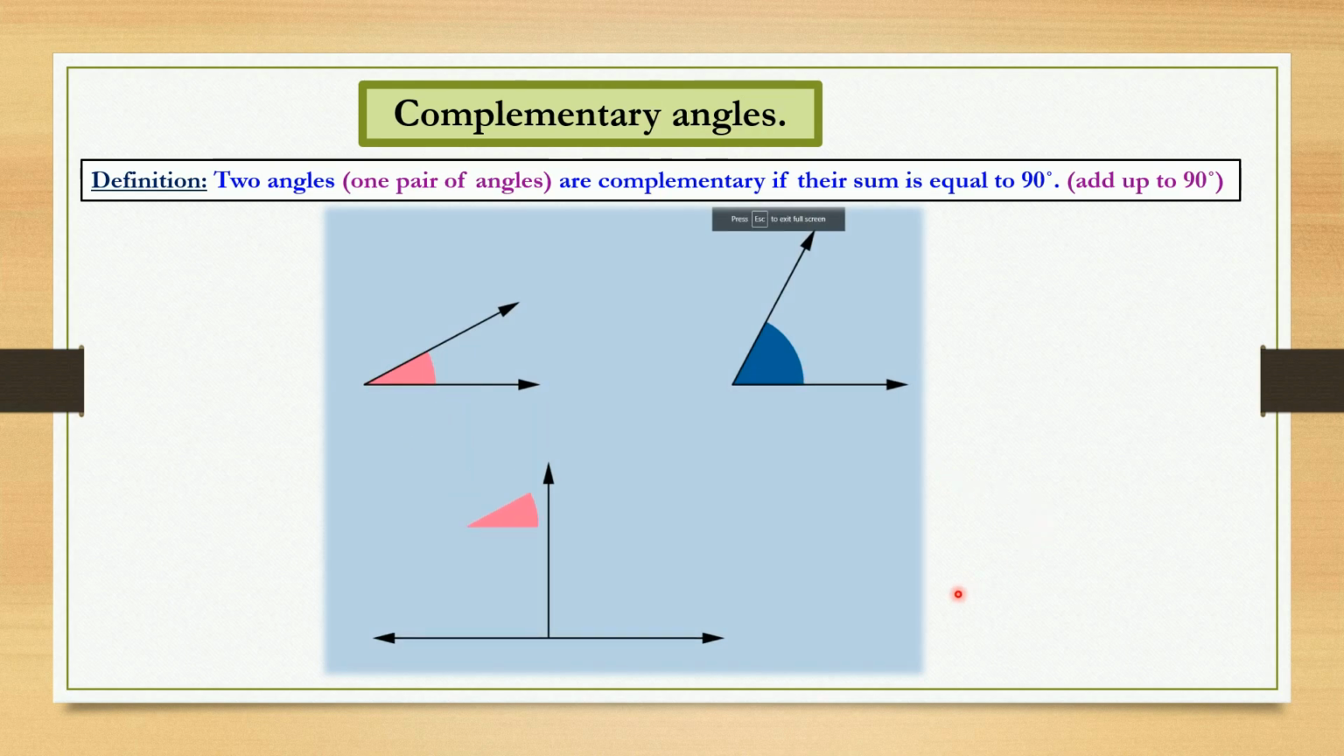Let's watch this animation. If I glue the pink and the blue angles together, you will see they form together a right angle. It means if I add their measures, it will be equal to 90 degrees. In this case, we say that these two angles are complementary.